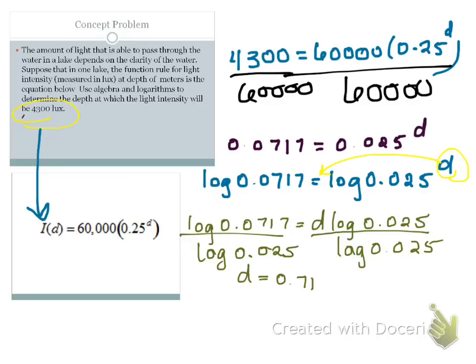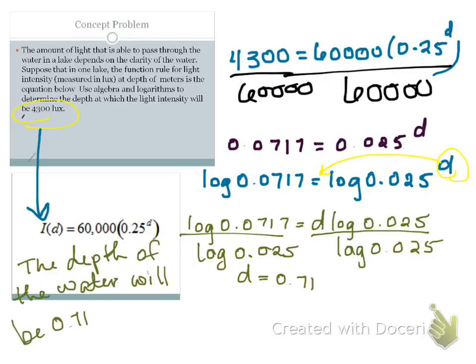With these concept problems, there's one extra thing, the context, where we need to state the meaning of the solution. So the depth of the water will be 0.71 meters at 4,300 lux.